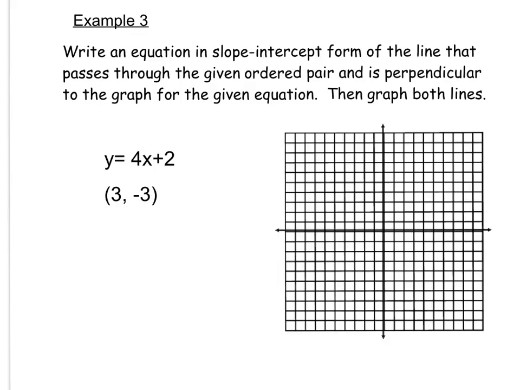Alright, example 3. Instead of parallel lines this time, they're going to be perpendicular to the graph. So we still have to start by pulling out the original slope. The original slope is 4. So my perpendicular slope, the new slope, is going to be the opposite of that, but also the reciprocal. So instead of 4, it's going to be negative 1/4. And then we'll go from there.